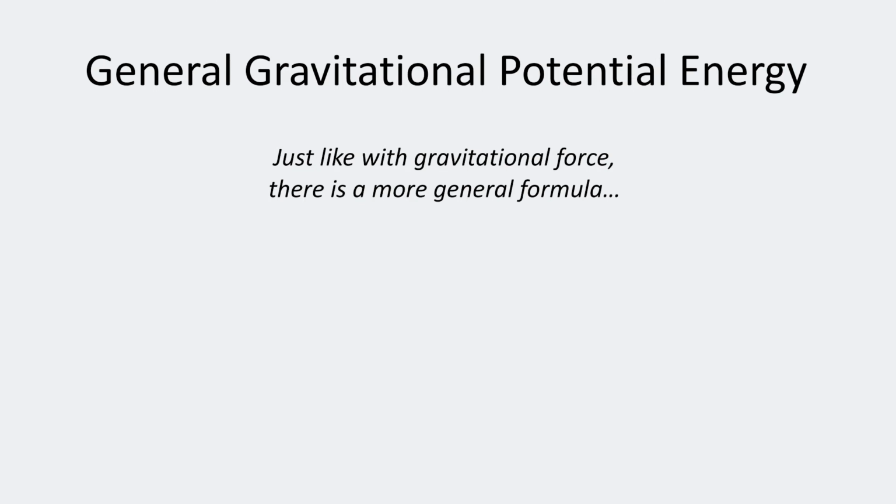Now, just like with gravitational force, there is a more general formula for gravitational potential energy that doesn't only apply near the Earth's surface, but anywhere in space. And it looks like this. Gravitational potential energy is equal to negative GMm over r. And it looks very similar to the definition of gravitational force that we've seen earlier. You will notice that there is a negative sign here as well, and this is important for the definition and something we will come back to later. It's important to keep in mind as well that objects can still gain and lose gravitational potential energy, but the value of it will always be negative or equal to zero.